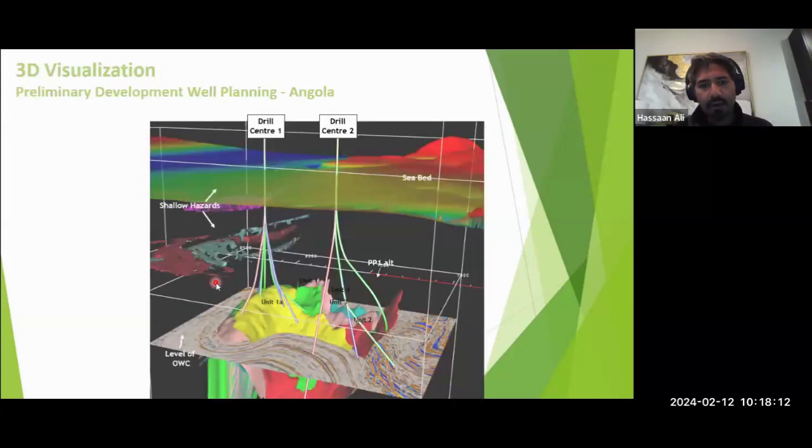Once they are done with this, they are trying to have a 3D visualization of the field. They are trying to figure out that these are the salt domes.